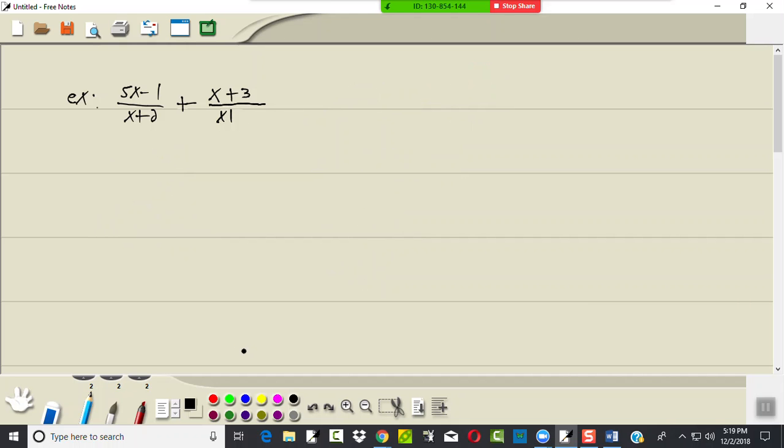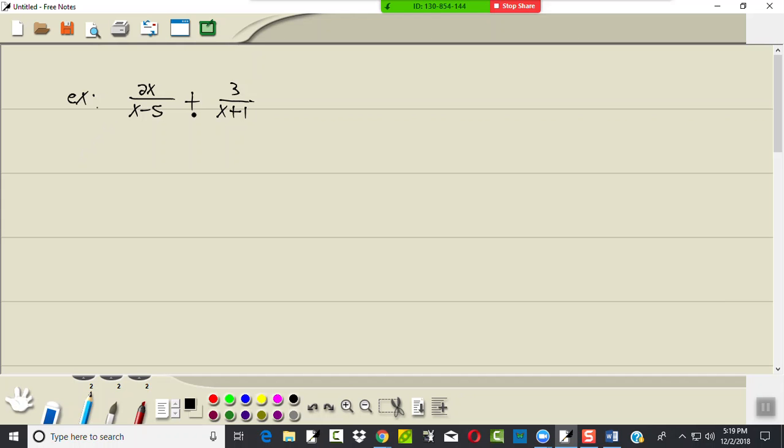Okay, let's take a look at one with different denominators. Let's say we got 2x over x minus 5 plus 3 over x plus 1. We're starting out with a fairly simple one, then I'll get a little bit harder.